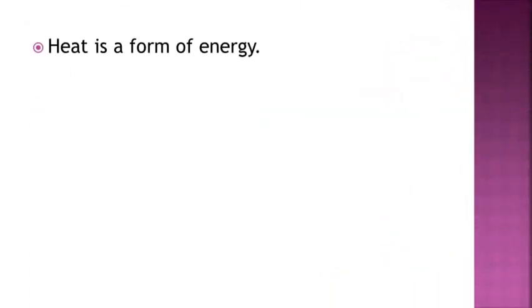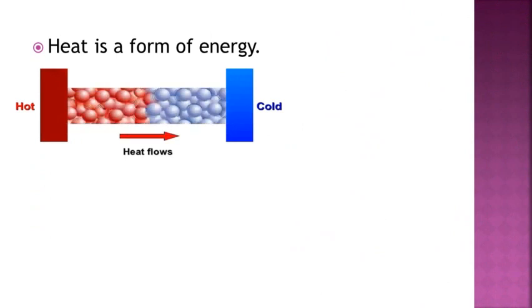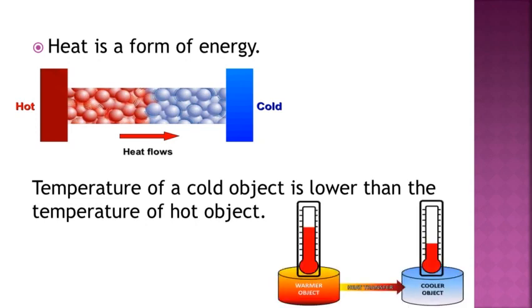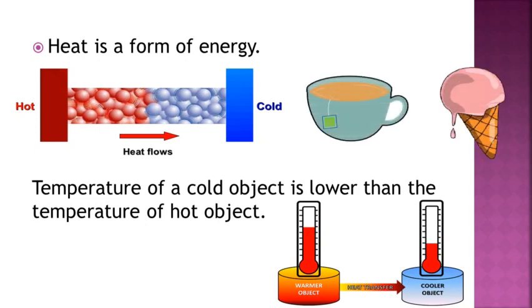So heat is a form of energy which flows from an object at higher temperature to an object at lower temperature. You can see the flow of heat from the hotter object to the colder object. And the temperature of an object tells us how hot or cold that object is, and the temperature of a cold object is lower than the temperature of a hot object, and thus the temperature of ice cream is less than the temperature of tea.